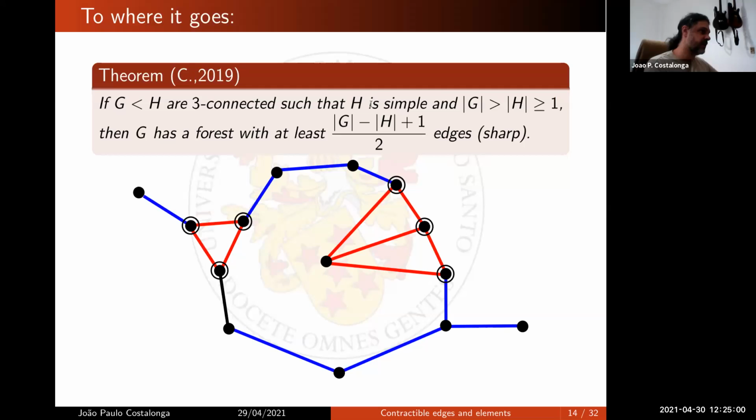And this is the theorem I stated before, with the wrong statement that I did before, Ctrl+C, Ctrl+V, error propagation. If G has an H minor, and G and H are three-connected, and H is simple, and G has more vertices than H, and H has at least one vertex, then G has a forest with at least order of G minus order of H. And that comes from the previous thing.